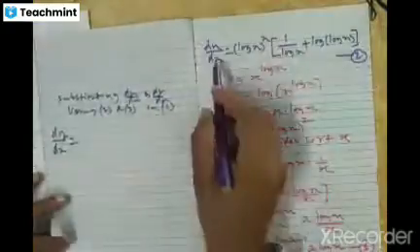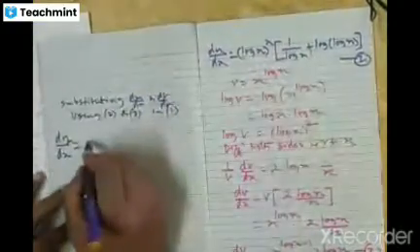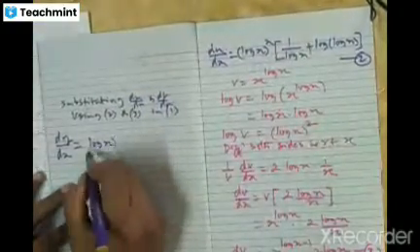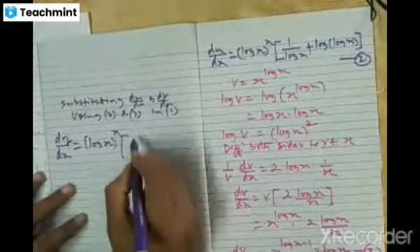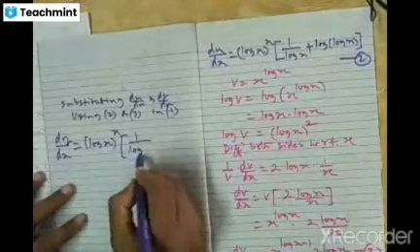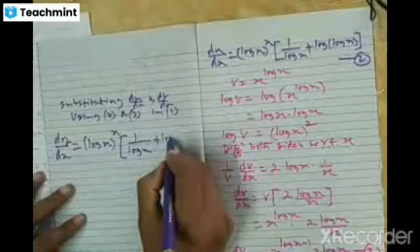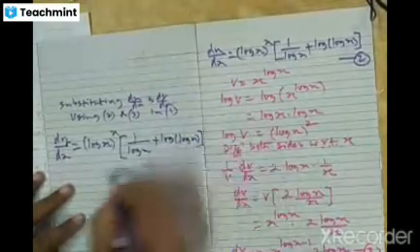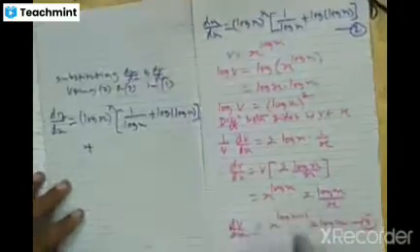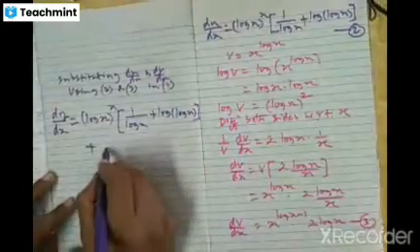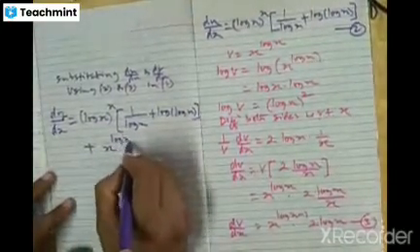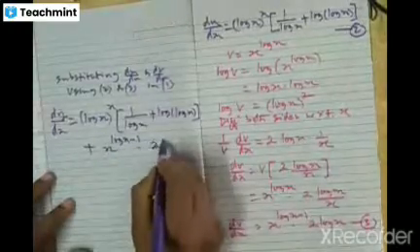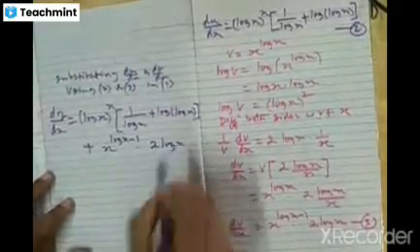So what is du by dx? du by dx is (log x)^x into (1 by log x plus log of log x). This is du by dx, plus dv by dx, which is x^(log x - 1) into 2 log x.